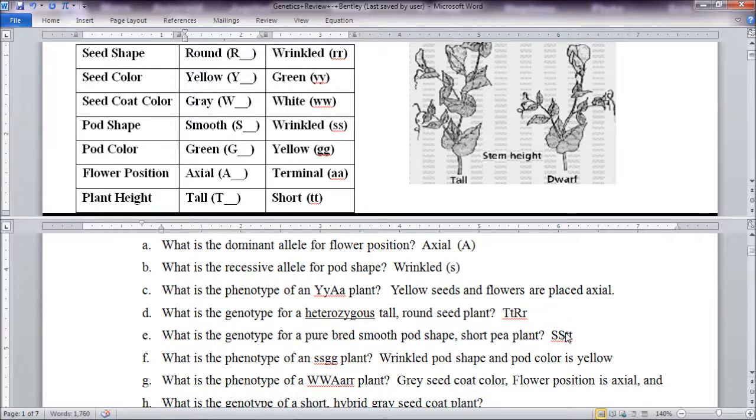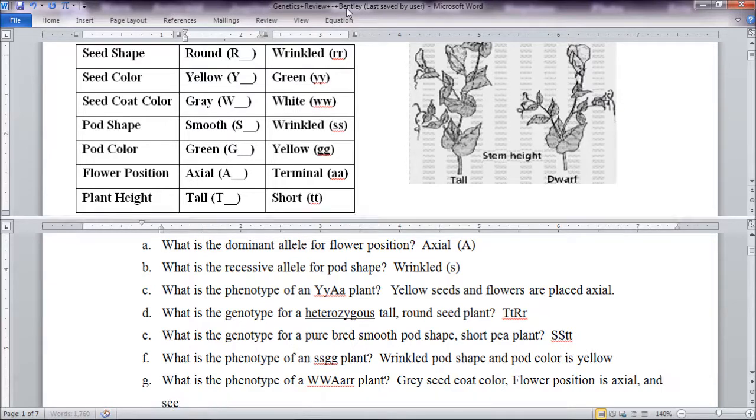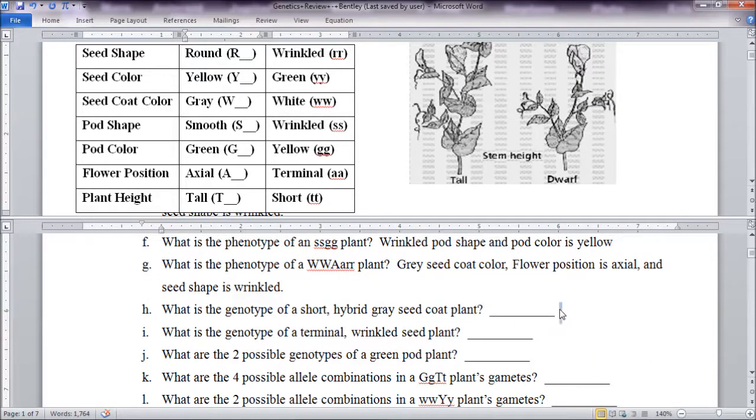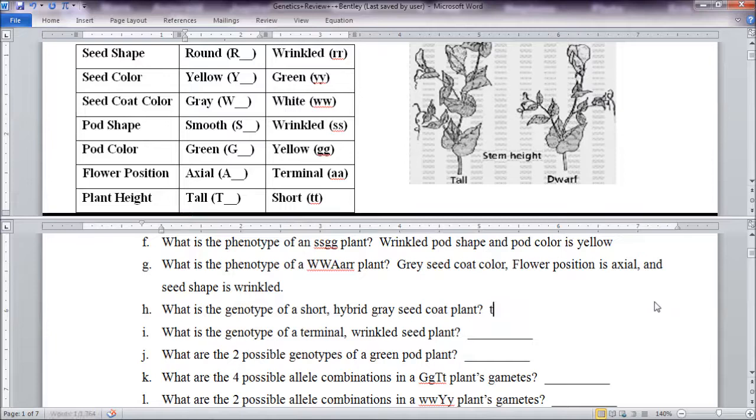And our little r, seed shape is wrinkled. Nice recessive trait. Okay. What is the genotype of a short hybrid? So short, let's just start there. Little t. It's got to be homozygous recessive. That's the only way to get the recessive trait.